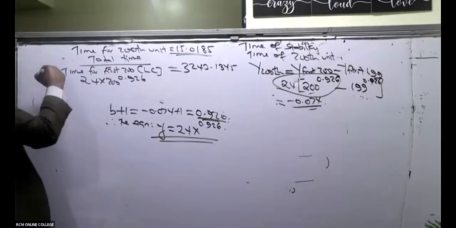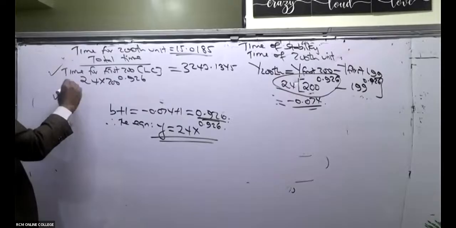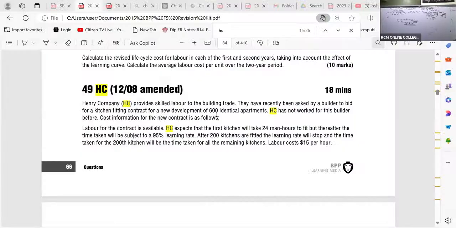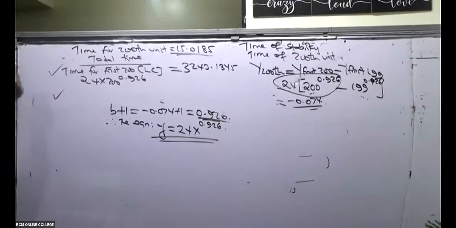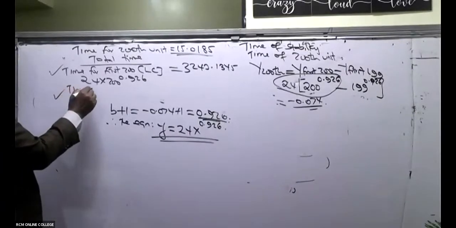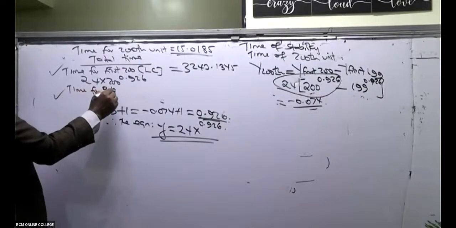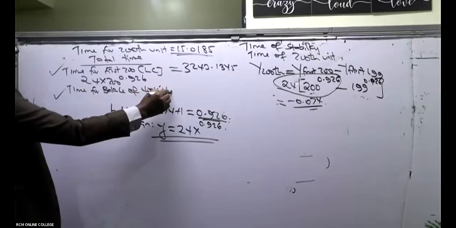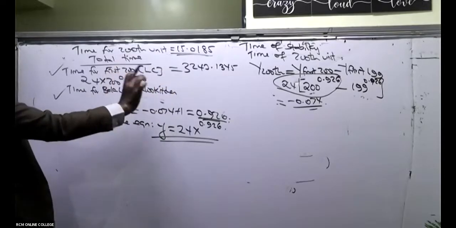And then remember, we were given how many kitchens in total? The kitchens given in total were over 600. We have been able to account for the first 200. Now, in this case, here we have the balance, the balance of 400 kitchens.